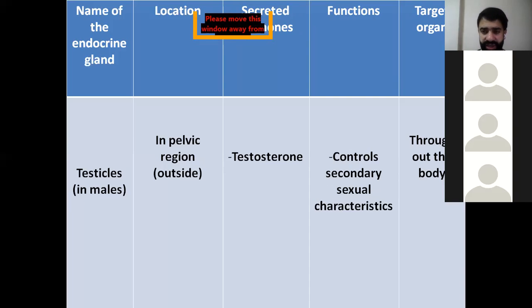Also, we have the testicles. The testicles are found outside the pelvic region, and they secrete the male sexual hormone. The primary sexual hormone in males is called testosterone. Testosterone has an important function: it controls the secondary sexual characteristics, and it works throughout the body.